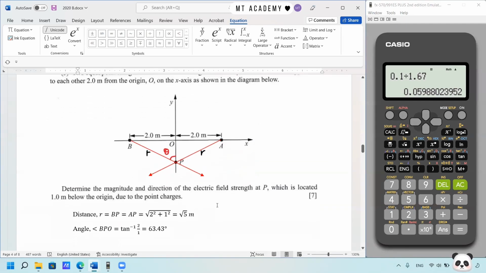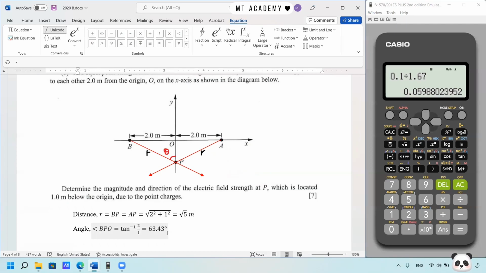So from here, maybe you can start to determine the rest. R first, get the distance from A to P. It is also equal to the distance between B and P. We just apply Pythagoras' theorem and we obtain the distance as square root 5 meter, while for the angle, you can just apply trigonometry and you obtain 63.43 degrees.